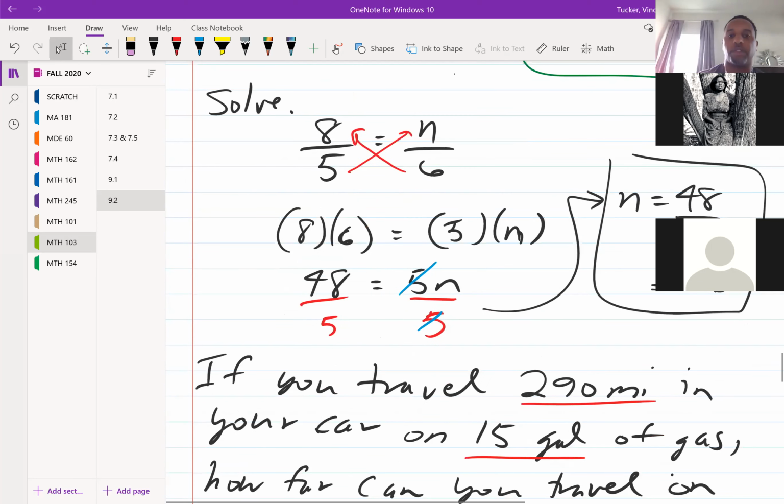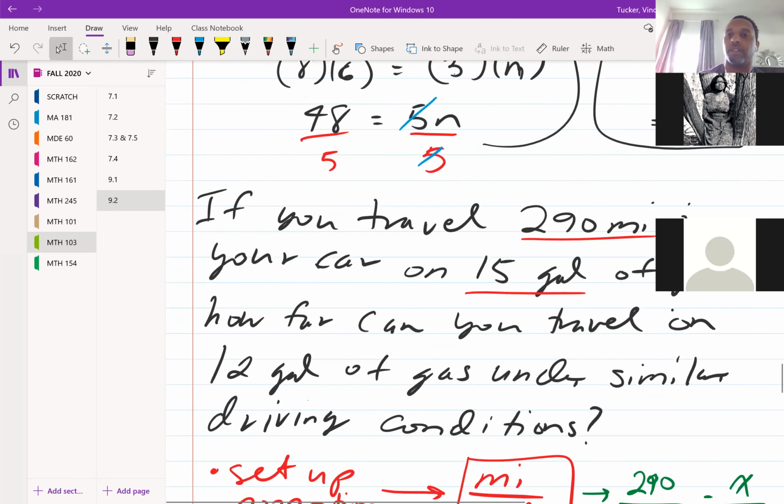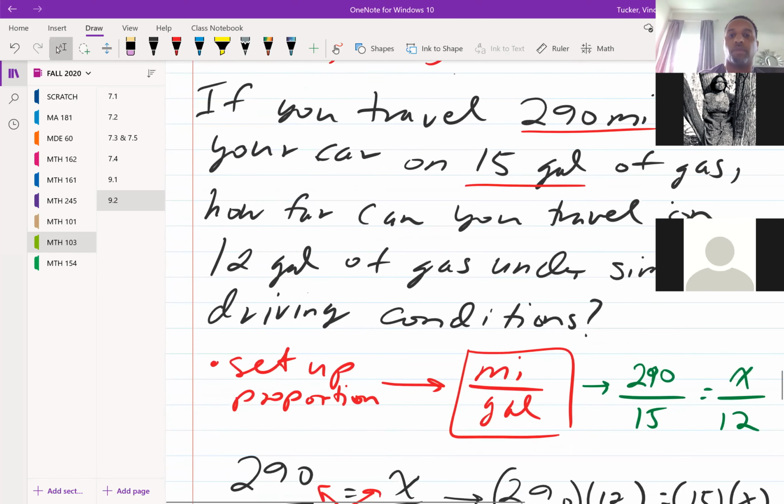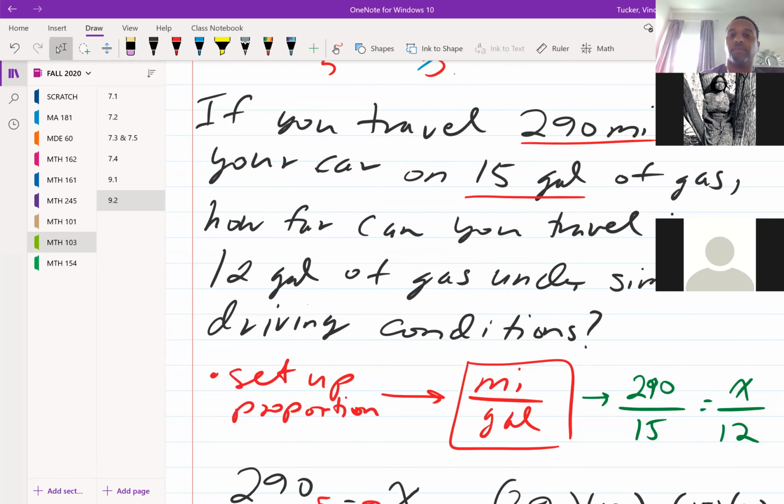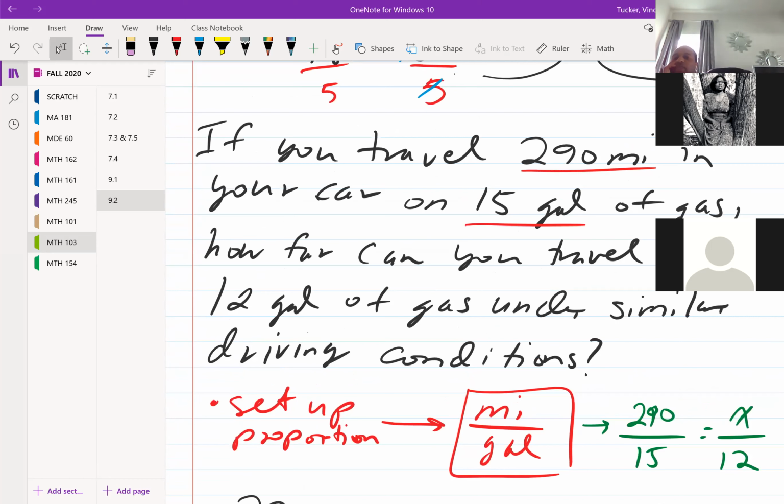All right, so let's look at the word problem. If you travel 290 miles in your car on 15 gallons of gas, how far can you travel on 12 gallons of gas under similar driving conditions? So you should be looking to set up a proportion. Whatever you set up, you want to make sure you are consistent in your setup.